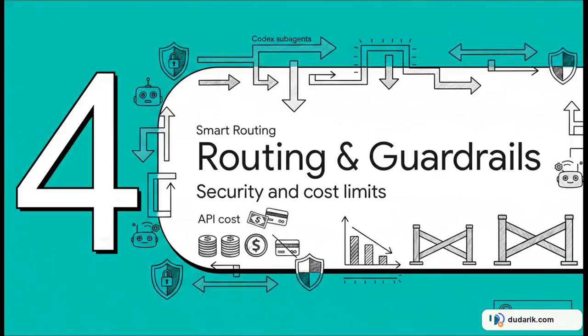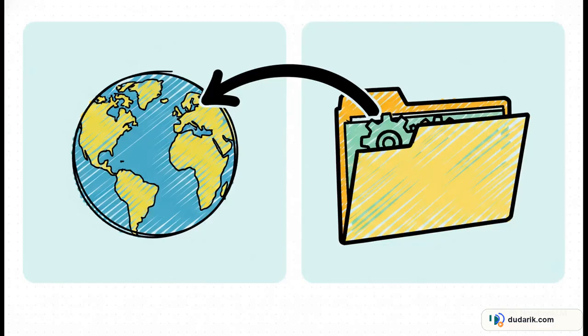Section 4. Smart routing and sandbox guardrails, security and cost efficiency. First up, let's talk about where these agents actually live and how Codex prioritizes them. You can install agents globally in your home directory, which makes them available across all your projects. Or you can install them as project scoped agents directly inside your specific repository's .codex folder. The golden rule to remember here is precedence. Project-specific agents always have higher precedence. So, if there's ever a naming conflict between a global agent and a project agent, Codex is just going to silently override the global one and use your project scope version.